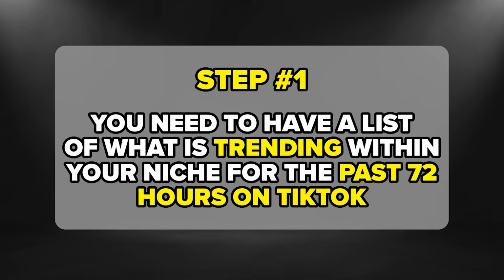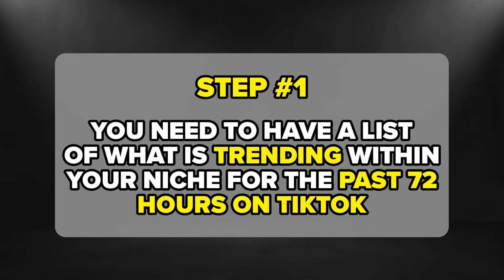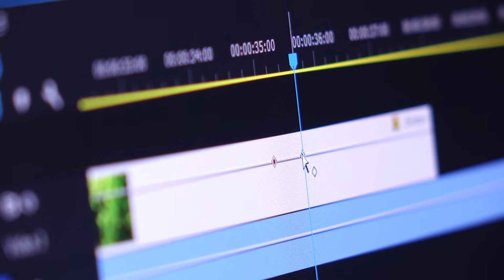Because at the end of the day, the only reason that this isn't currently working for you is because you're messing up one of the 3 steps. Step number 1 is you need to have a constant list of what is trending within your niche for the last 72 hours on TikTok. And there are several different ways to do this, but essentially you need to have multiple different videos because you're gonna have to cut up multiple different videos to make each video.